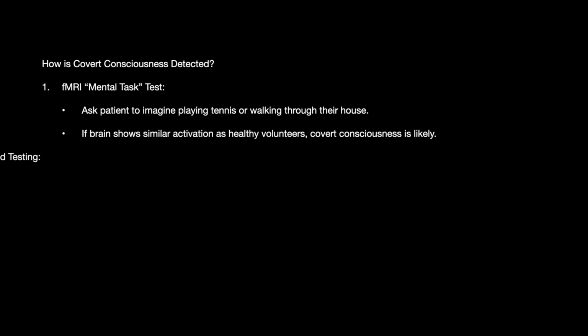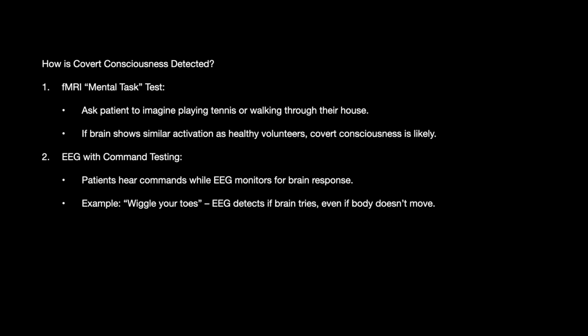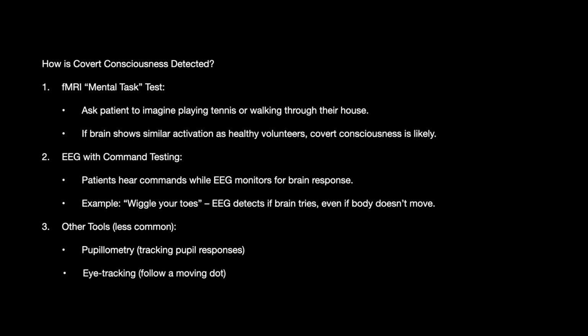So how is this covert consciousness detected? The first is the functional MRI mental task test. It asks the patient to imagine playing tennis or walking through their house. If the brain shows similar activity as a healthy volunteer, covert consciousness is present. EEG with command testing: patients hear commands while EEG monitors the brain activity, for example, wiggle your toes. The EEG detects the brain trying even if no motor response is detected. Other tools which are less commonly used are pupillometry, tracking the pupil responses, and eye tracking, following a moving dot.